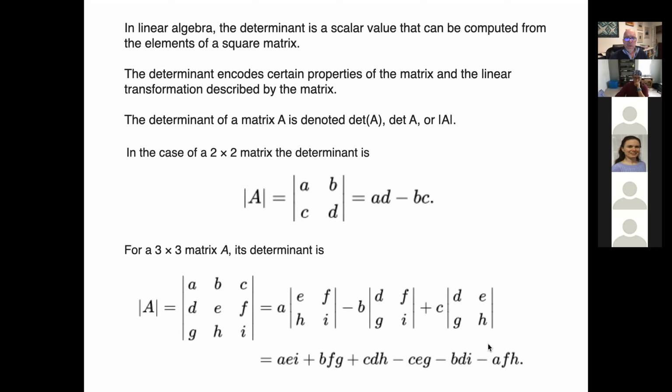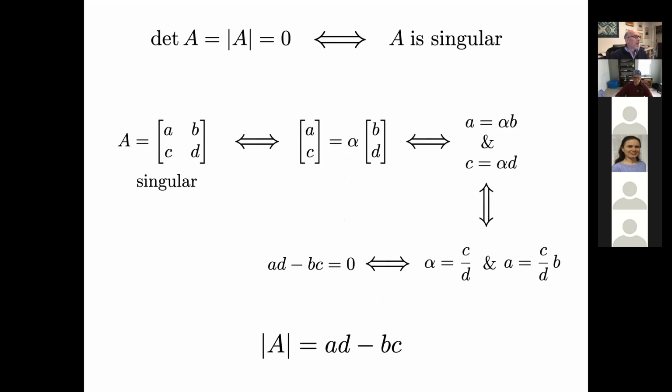Now, one of the things that I feel is pedagogically important to understand is the question of why this number AD minus BC is the determinant of this 2x2 matrix. And I think the best answer to that is that the most important thing you want to know about a matrix is whether or not it's singular. A matrix that's singular does not have an inverse.